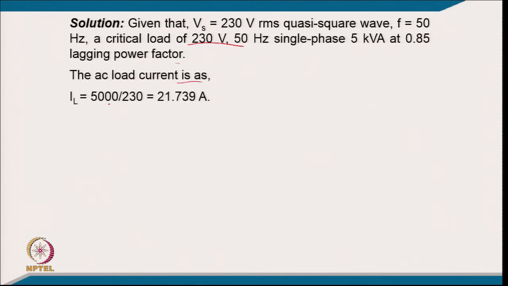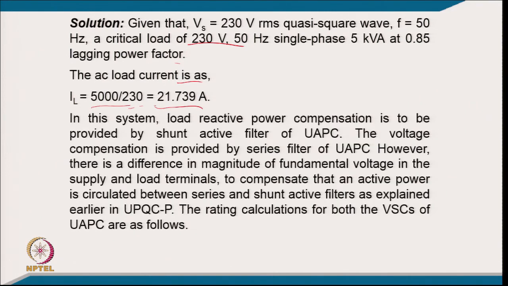So, the AC load current will be 5000 VA divided by 230 volt, the voltage across the load. So, it comes 21.739 ampere, and in this system the load reactive power compensation is to be provided by the shunt active filter of the universal active power filter, and voltage compensation is provided by the series active filter of the universal active power filter. However, there is a difference in magnitude of fundamental voltage in the supply and load terminal. To compensate that, an active power is circulated between the series and shunt active power filter, as explained in UPQC. The rating calculation for both VSC of UPAF are as follows.